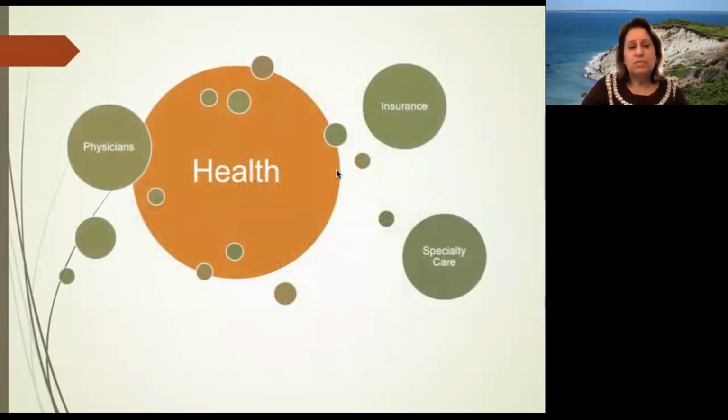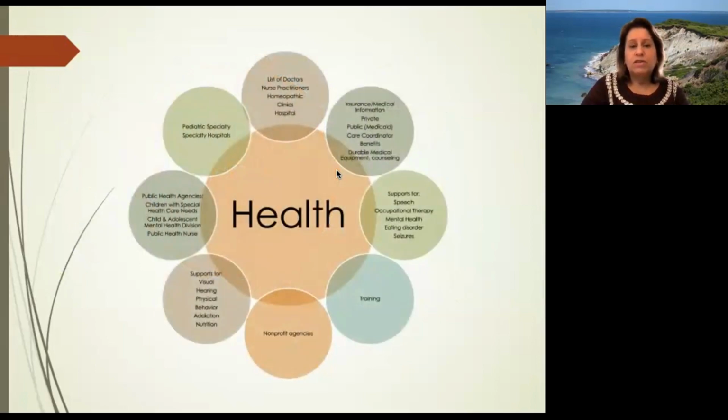Now let's talk about health. What are the list of the doctors in your child's life? Are there any nurse practitioners, clinics, hospitals, right? What about insurance, your medical information, Medicaid? What Medicaid services, how to get Medicaid services, supports for speech, OT, mental health, training, supports for visual, hearing, physical, behavior, public health agencies.